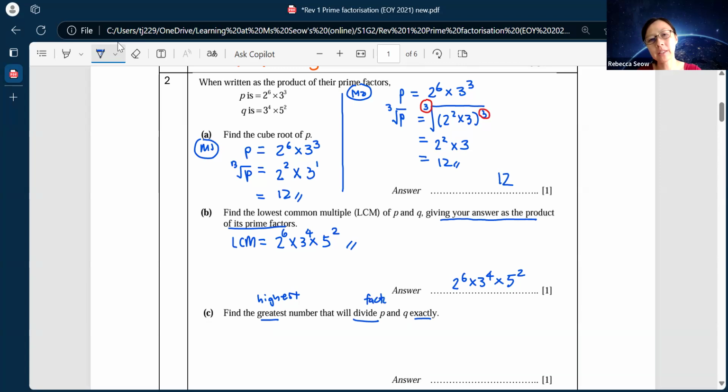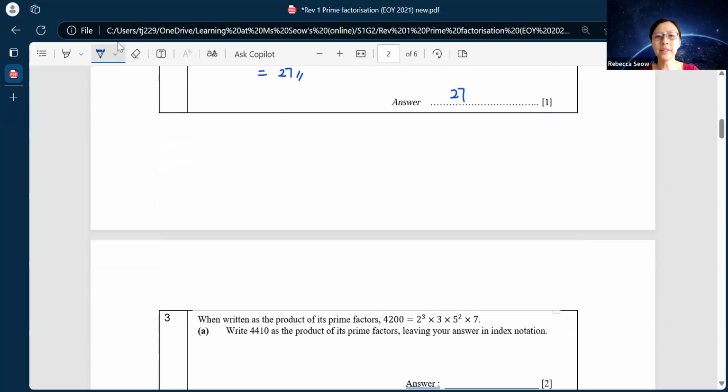So what have we learned that has got the words factor and highest? Well, it's HCF. So this question is essentially asking us to find the HCF of P and Q. So HCF would be to write down the prime factor that is in common between P and Q, which is 3, and the lower power. And for this question, let's multiply it out because the question did not ask us to leave our answer as the product of its prime factors. So the answer is 27.